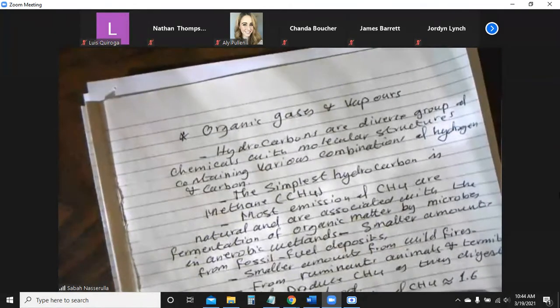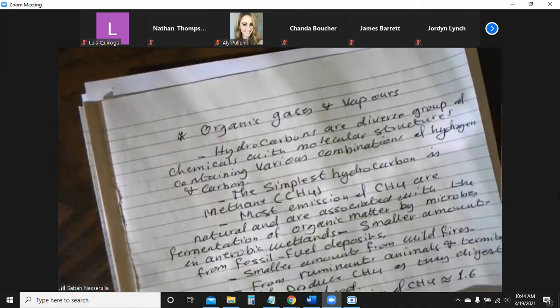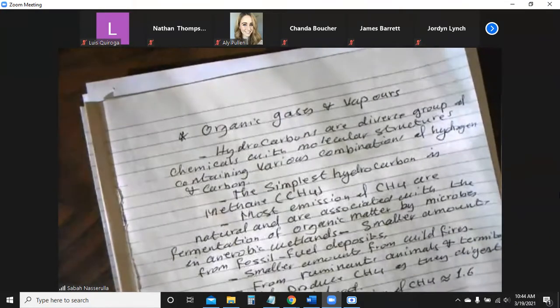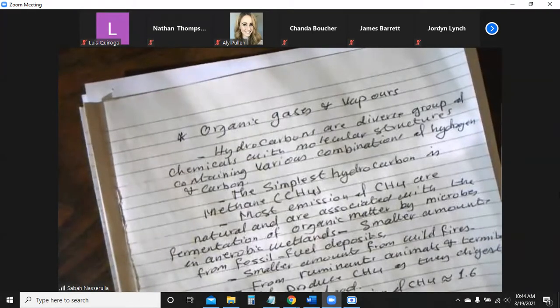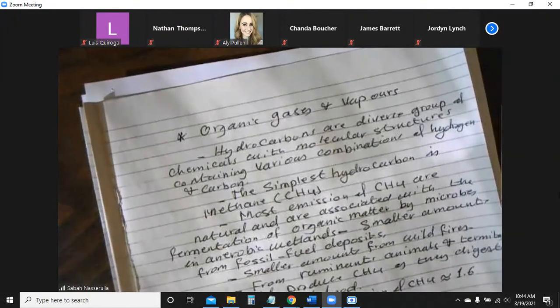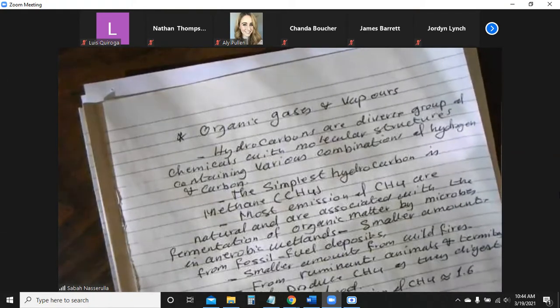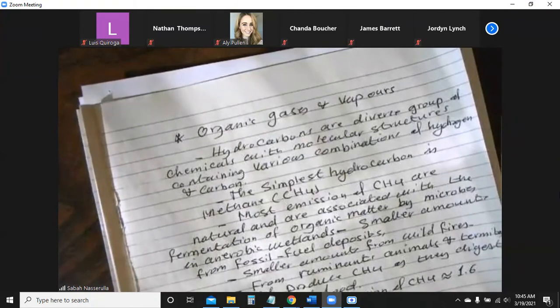Other thing I want to mention in this regard, just for everyone, is that most of the atmospheric hydrocarbons, other than the methane, of course, usually are referred to simply as non-methane hydrocarbons.